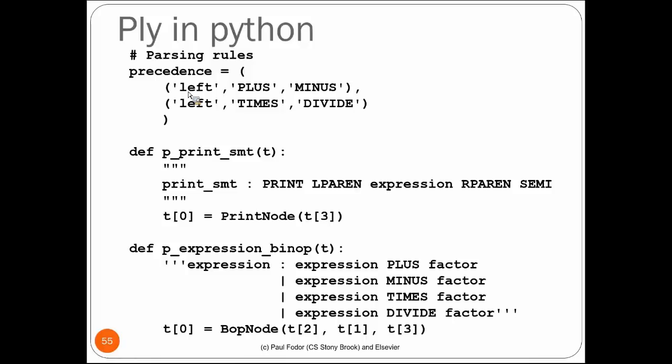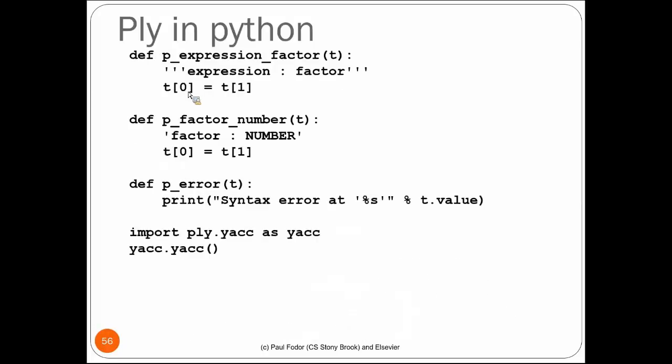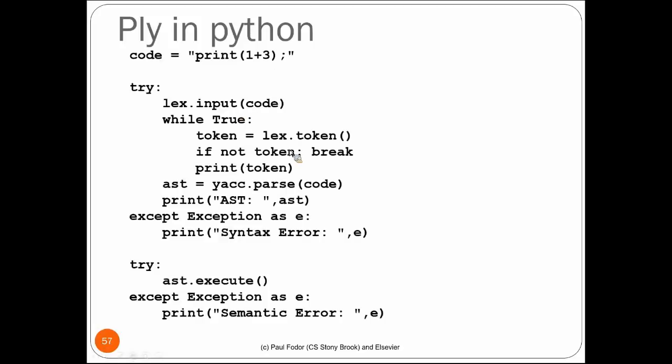I just realized why my example was not working, because I opened it with Python 2.7. It will work in 3.6. Then we have an expression. It could be a factor, and the factor could be a number. We import the ply yacc module, and finally we execute it, and we print the result of the parse tree. So we parse the program, and then we print the abstract syntax tree. If there was an error either during tokenizing or during parsing, that will be a syntax error. If it was an error during execution, then it will print a runtime error. And execution actually executes that parse tree, that abstract syntax tree.